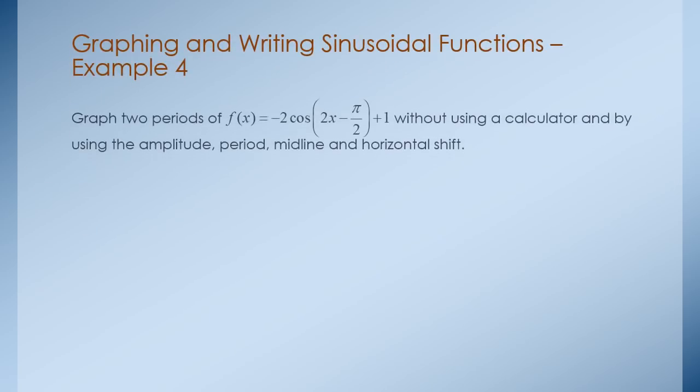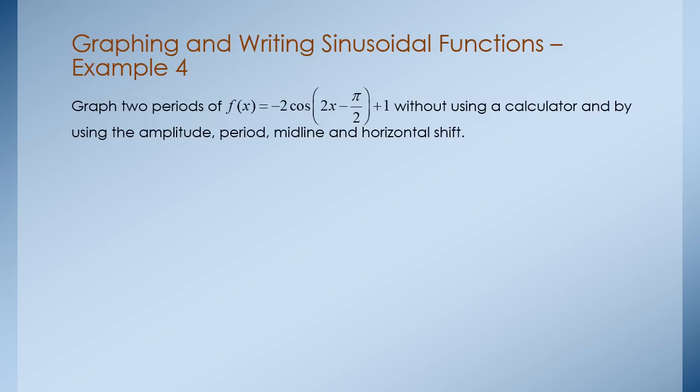So now example 3. And it looks like in this example we have ourselves a cosine function. Graph 2 periods of f of x equals -2 times the cosine of quantity 2x minus pi over 2 plus 1. And as always, do this without a calculator and by using the amplitude, period, midline, and horizontal shift. By the way, I haven't done this, but you should do this on your own. Once you've done all of this work and you've completed a sketch of the graph, then go ahead and grab a graphing device, that can be your graphing calculator, Desmos, or GeoGebra, and confirm that what you plotted out is actually what the picture is supposed to be.